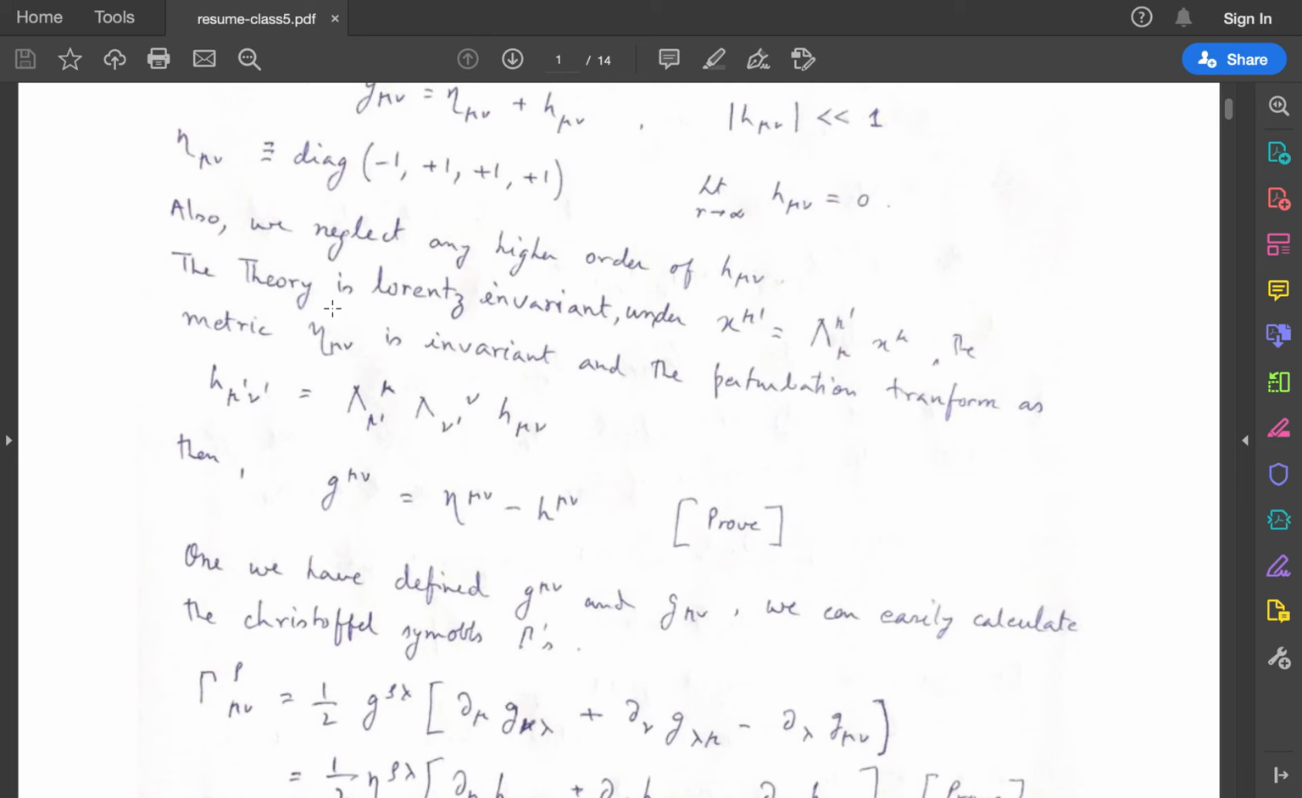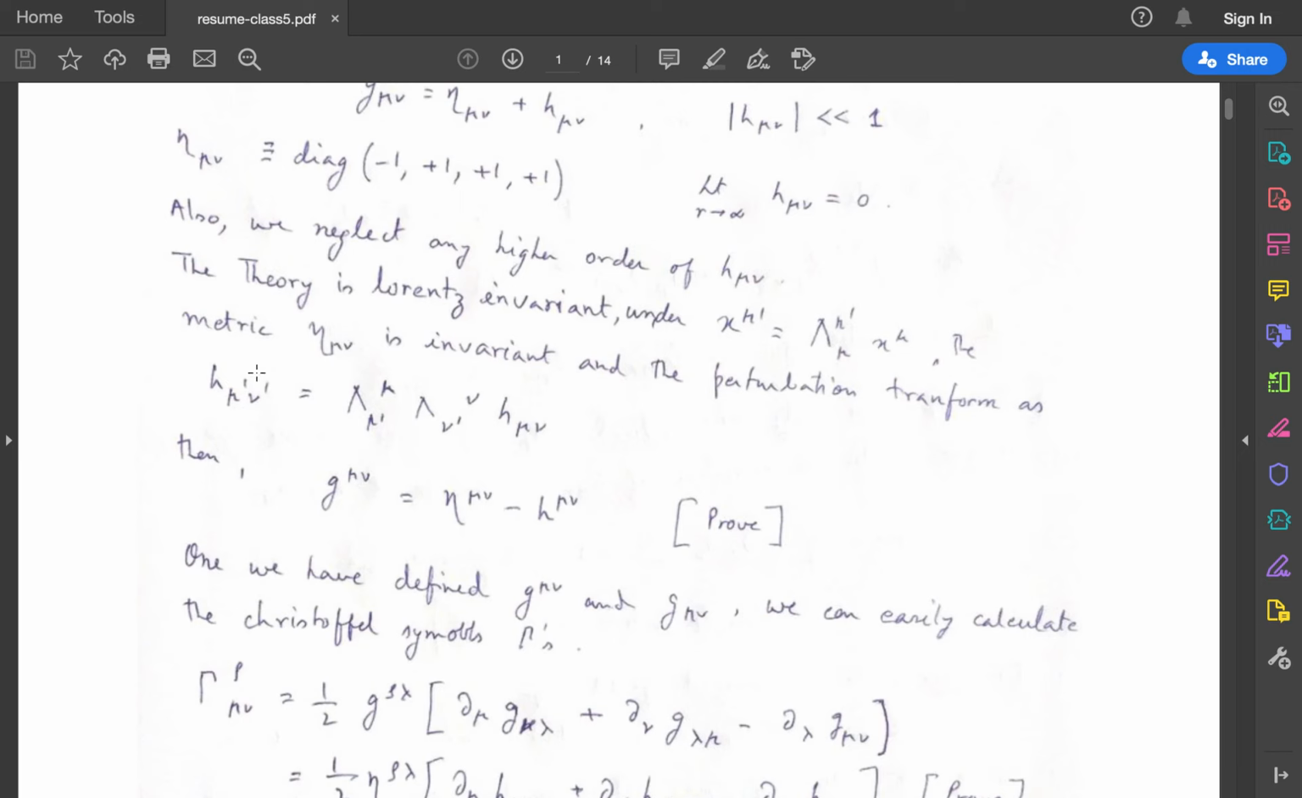Once we have assumed that h is very small, the theory is Lorentz invariant under this type of transformation. And so the metric eta mu nu, the flat Minkowski metric, is invariant. However, the perturbation transforms as h mu' nu' equals lambda mu' lambda nu' h mu nu. So this is how a tensor should transform.